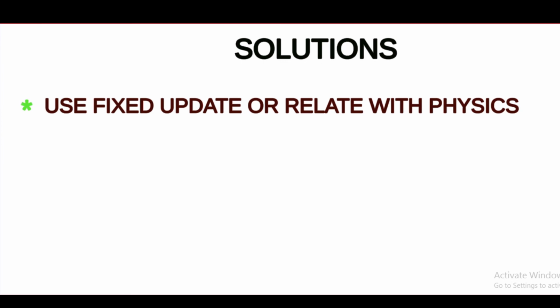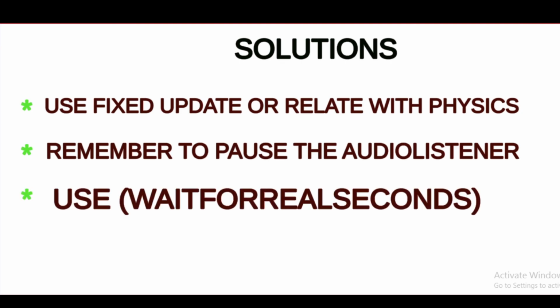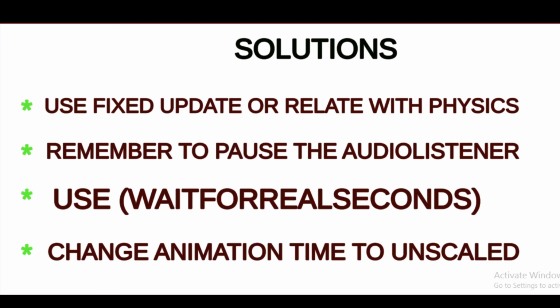So to go through what I just said quickly, these are the solutions for the problems. The first one would be to use FixedUpdate, or to relate it with physics, that's giving it a condition. The second would be to remember to pause our audio listener, so we can set that to true or false when we're trying to pause it. And the third one is use WaitForSecondsRealtime rather than WaitForSeconds. So don't forget to do that. And finally, change animation update mode to Unscaled Time.